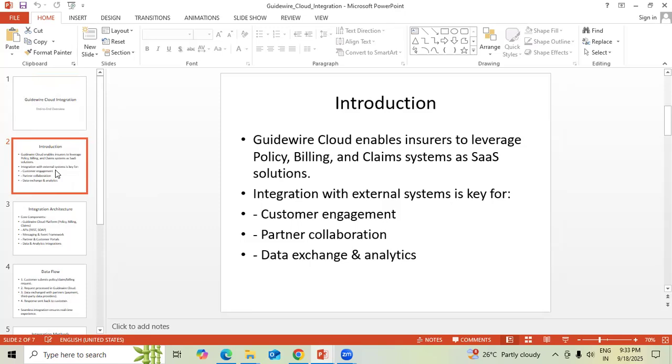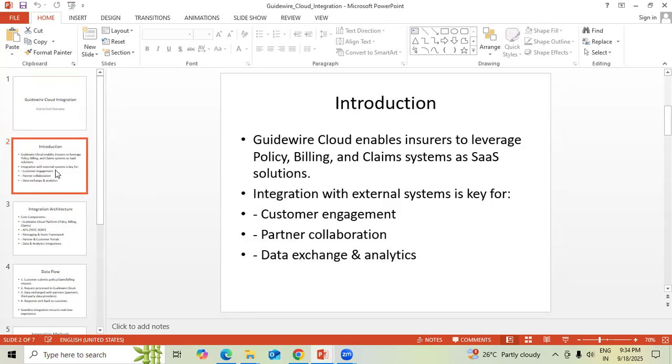So when we try to understand Guidewire cloud, it majorly enables insurance companies to leverage policy, billing, claims and all, as a SaaS solution, because normally cloud services are of three types. One is infrastructure service, second is platform, third is software service. But when it comes to Guidewire cloud, it is software as a service, called SaaS. It means Guidewire cloud software is something that they provide. It's called a SaaS solution, which has the advantage that it can be integrated with external systems and all.